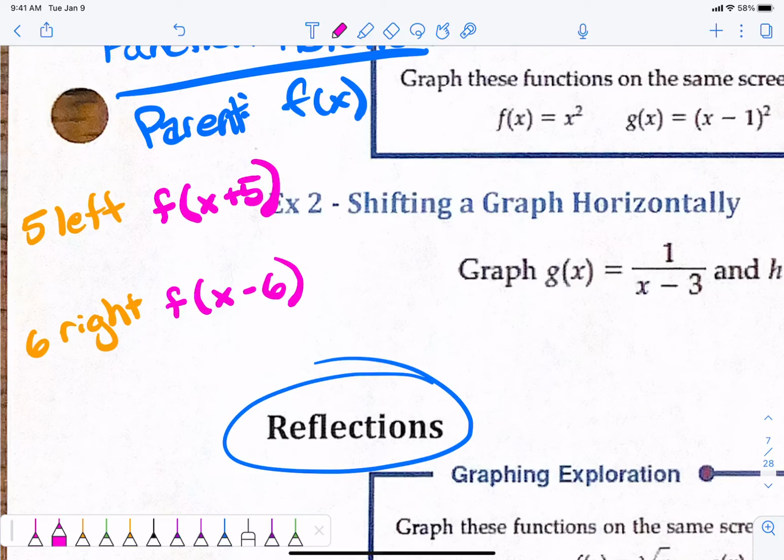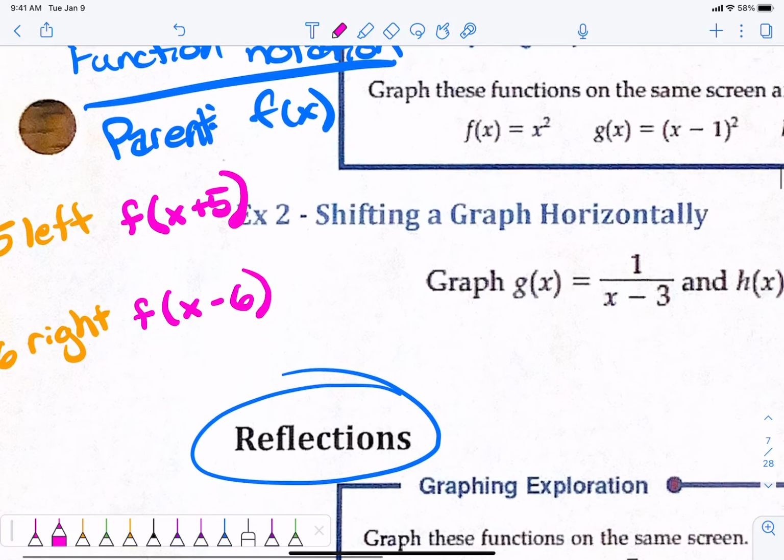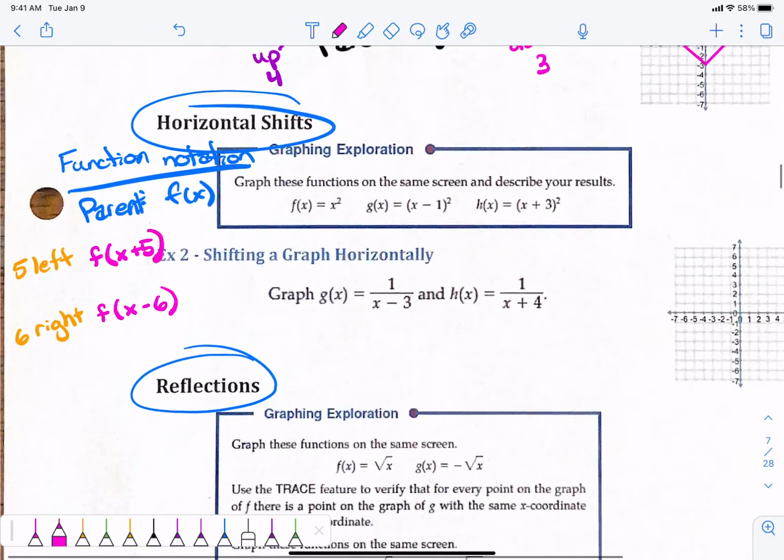Can you scroll up a little bit? If it's in the parentheses, then it's horizontal, right? Sure. Yes. Okay. Good?